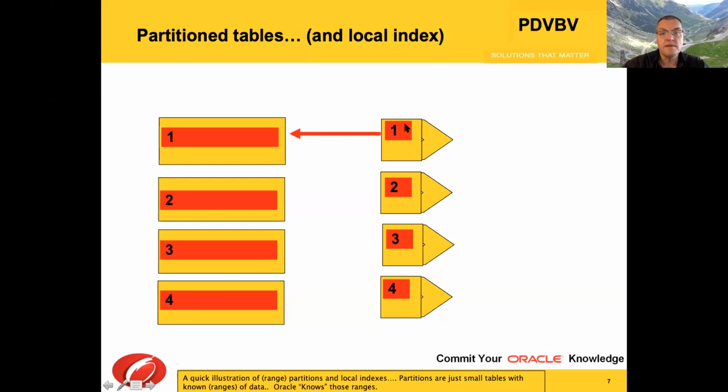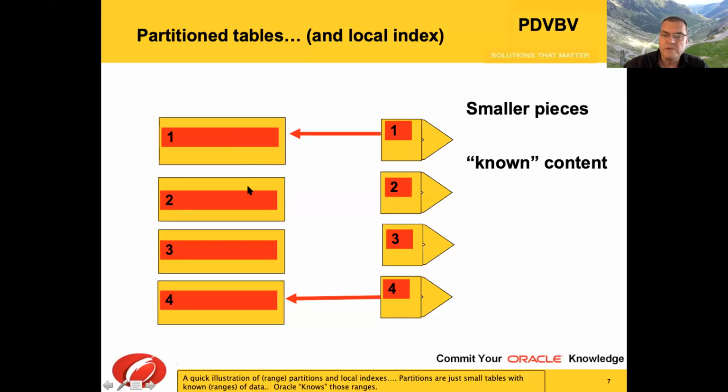So this index part only points to records in the first partition. Every local index is linked to a partition. You get smaller pieces and you have known content. Oracle and the optimizer know that everything starting with a 3 is in the third partition and is indexed in the local index on the third partition.